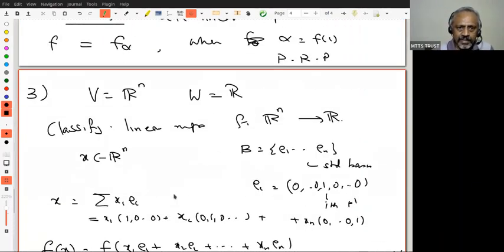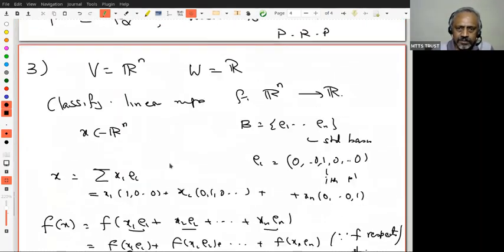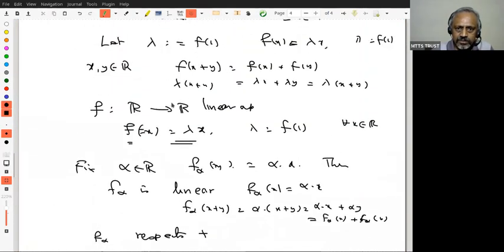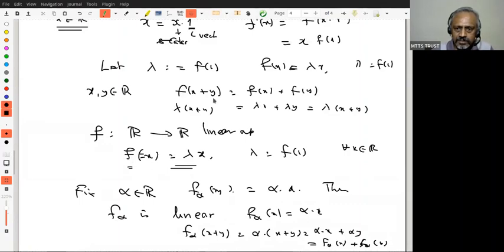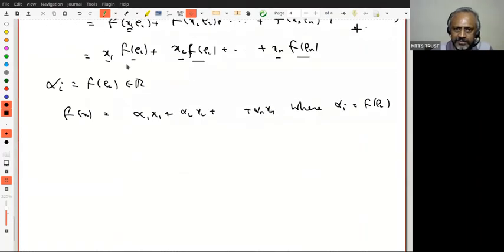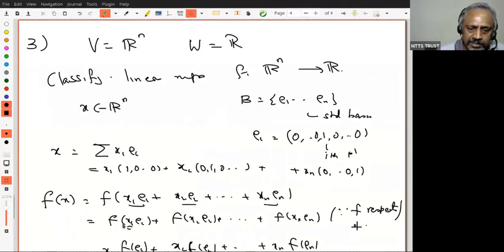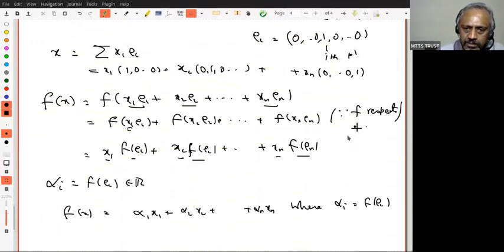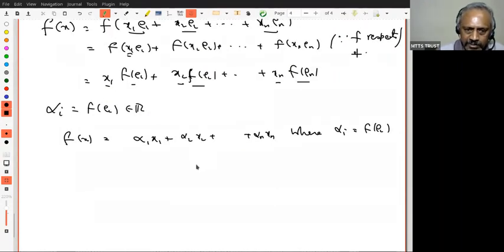So now let's go back. This is exactly similar to the R to R case, right? f of x equals f of x times 1, x comes out, f of 1, that I called lambda, then f of x equals lambda x. So the same thing happens here. Are you following? Yeah. Now notice that we used both the fact that f is additive as well as the fact that f respects scalar multiplication. Both facts we used to arrive at it.